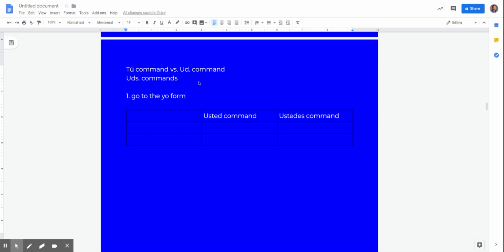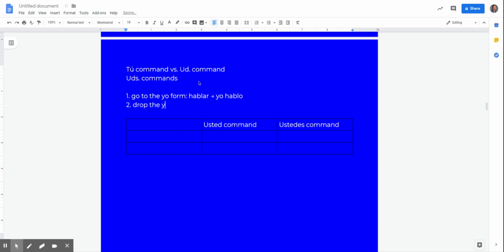Let's go back to our verb form that we used. I think we used hablar earlier, maybe. If not, we're going to use it anyway. Hablar and the yo form, yo hablo. Okay. Step two, you drop the O from the ending of the verb. Okay, so instead of hablo, you're left with HABL and nothing. Third thing, you add the opposite endings.